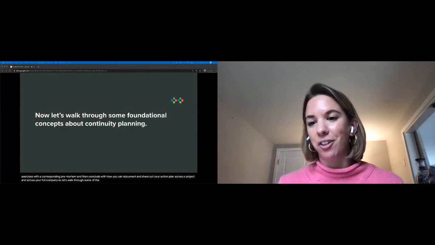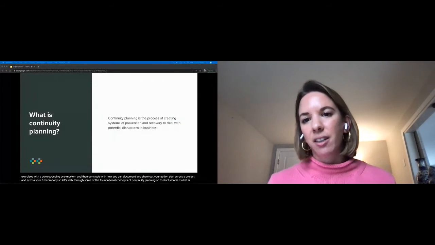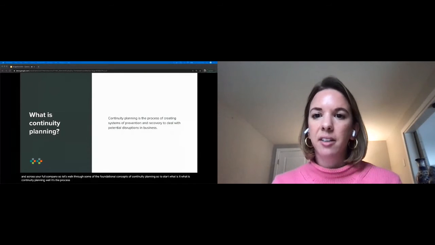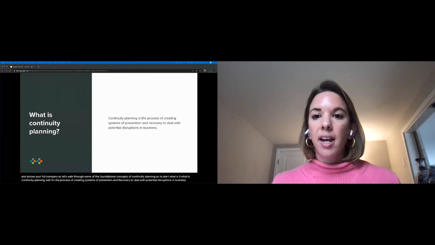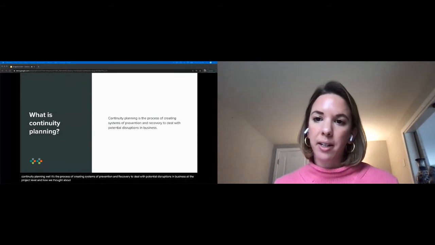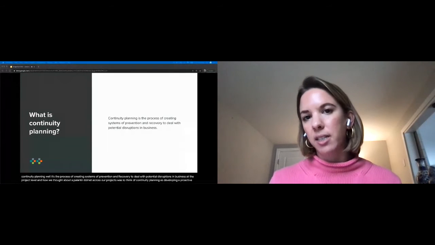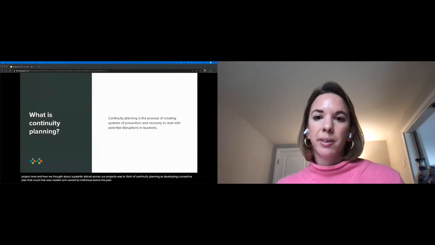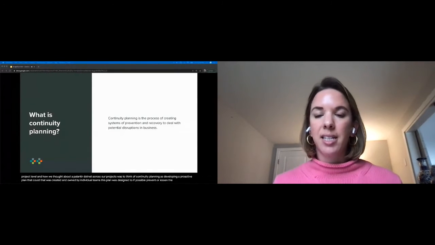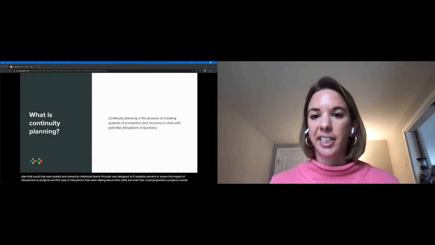So let's walk through some of the foundational concepts of continuity planning. So to start, what is it? What is continuity planning? Well, it's the process of creating systems of prevention and recovery to deal with potential disruptions in business. At the project level, and how we thought about it at Palantir.net across our projects was to think of continuity planning as developing a proactive plan that was created and owned by individual teams. This plan was designed to, if possible, prevent or lessen the impact of disruptions on projects. And the type of disruptions that we're talking about here really are ones that could jeopardize a project's overall success.